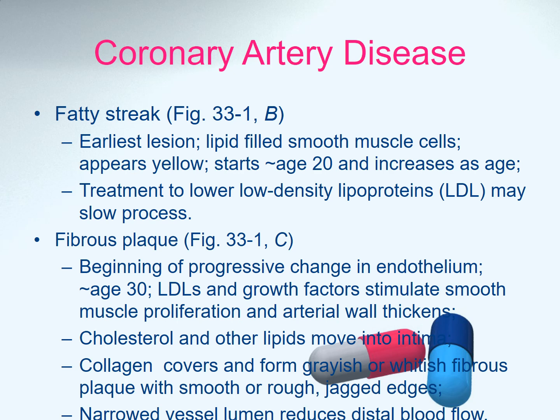A fatty streak is the earliest lesion, lipid-filled smooth muscle cells that appear yellow, starting at approximately 20 years of age and increasing as the patient ages. Treatment to lower low-density lipoproteins may slow the process. A fibrous plaque is the beginning of the progressive change in endothelium at approximately 30 years of age. LDLs and growth factors stimulate smooth muscle proliferation and arterial wall thickening. Cholesterol and other lipids move into the intima. Collagen covers and forms grayish, whitish fibrous plaque with smooth or rough, jagged edges, and the narrowed vessel lumen reduces the distal blood flow.